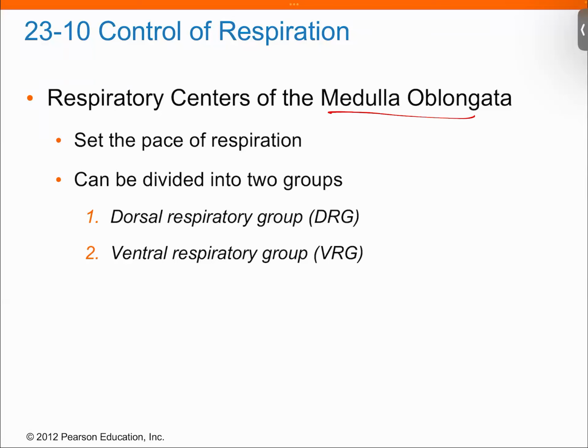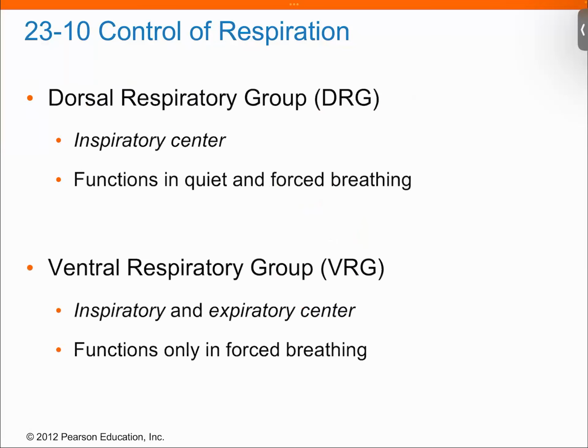The first one is called the DRG, or the dorsal respiratory group. This is an important one. And we have the ventral respiratory group. This is just because of their position in the brainstem. But between these two, they'll actually set your pace of respiration, so your respiration rate. So let's take a look at what these guys do. The DRG is what's referred to as your inspiratory center. This is the one that basically causes you to inhale. It functions in quiet, and I can't stress that enough, and forced breathing.